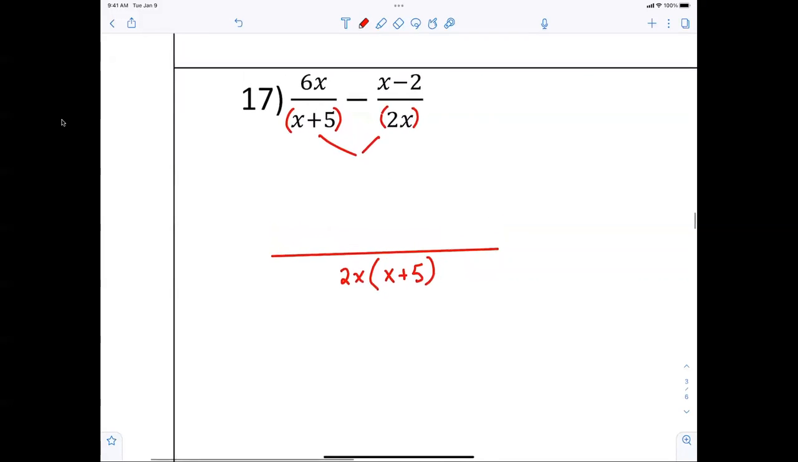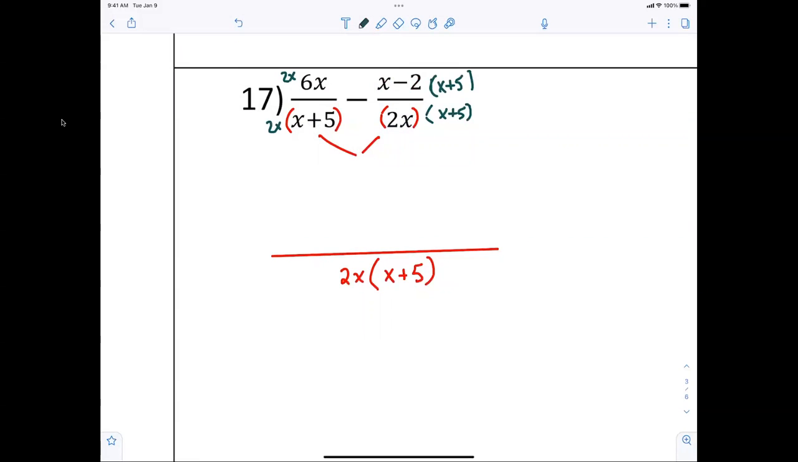Now, if I look at the first fraction, everyone should be able to sit there and say, okay, I need to multiply the first fraction by what? By 2x. All right, now how did I know that? Because I need the 2x in the bottom to have the common denominator. Just like on the second fraction, I need to multiply it by what? X plus 5. I need to multiply this by x plus 5.